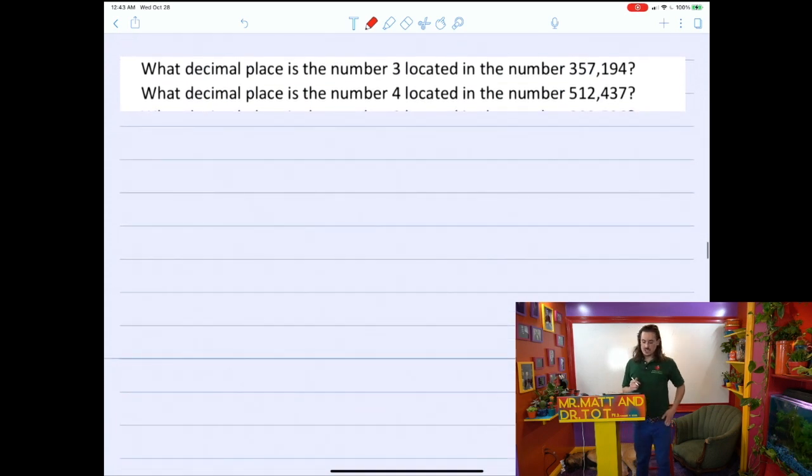The first question asks, what decimal place is the number 3 located in the number 357,194? And the second question asks, what decimal place is the number 4 located in the number 512,437? I'll give you 1 minute.